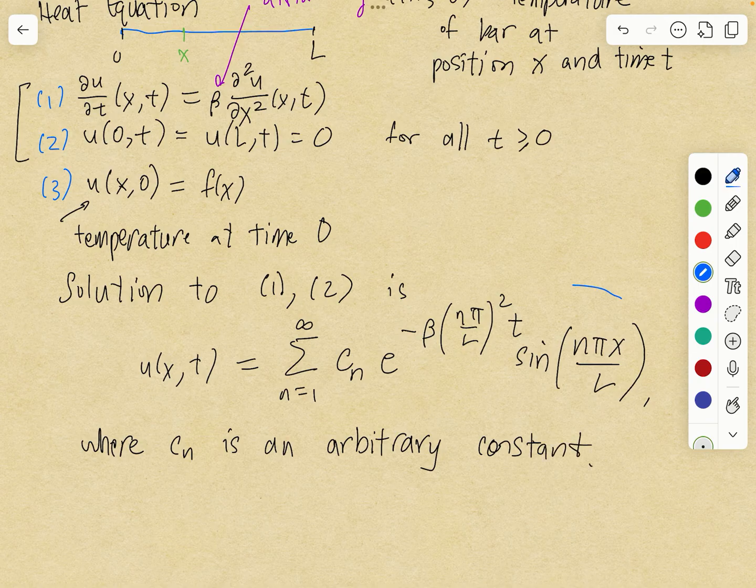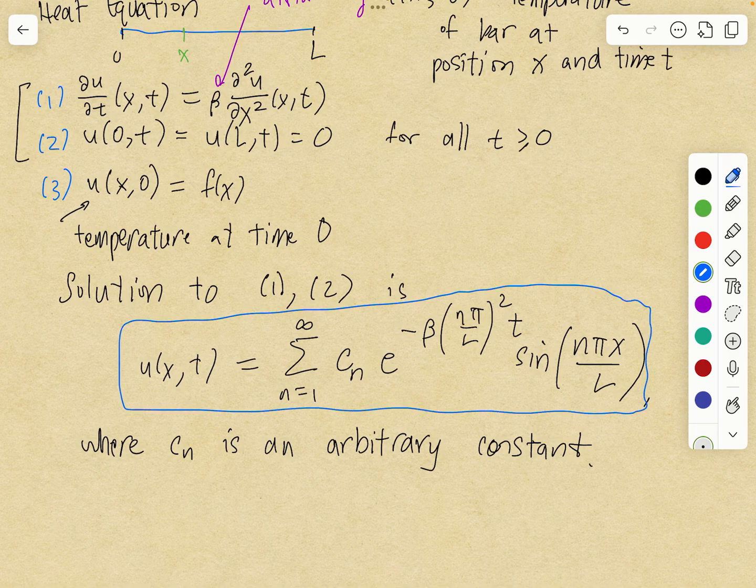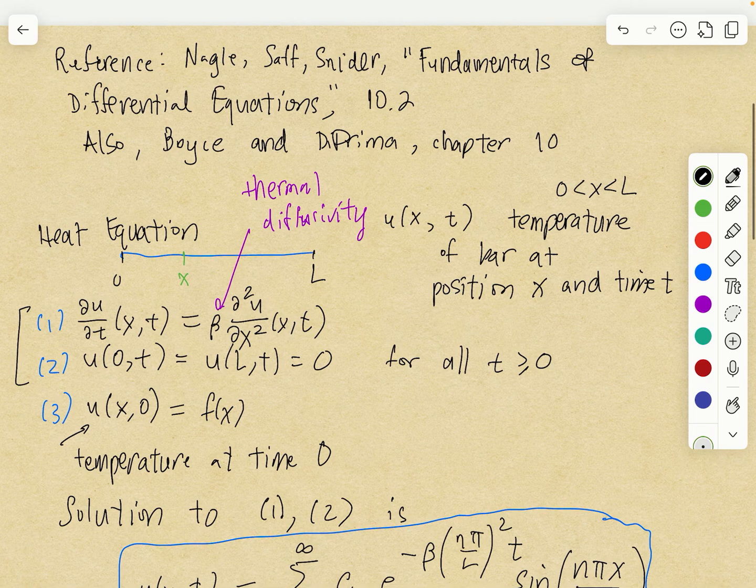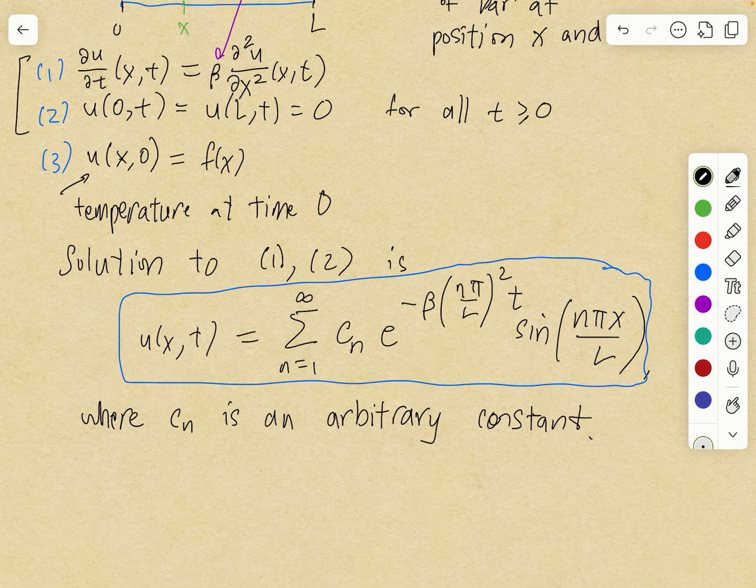So let's put this in a box. This is the solution to 1 and 2, forgetting about equation 3 for now. This is the general solution to the boundary value problem given by equations 1 and 2. In the references that I give, they explain how you get this formula. It uses something called separation of variables, a technique to solve partial differential equations. In this video, we're not going to go over where this formula comes from. We're just going to accept that it's true, and we're going to apply it.